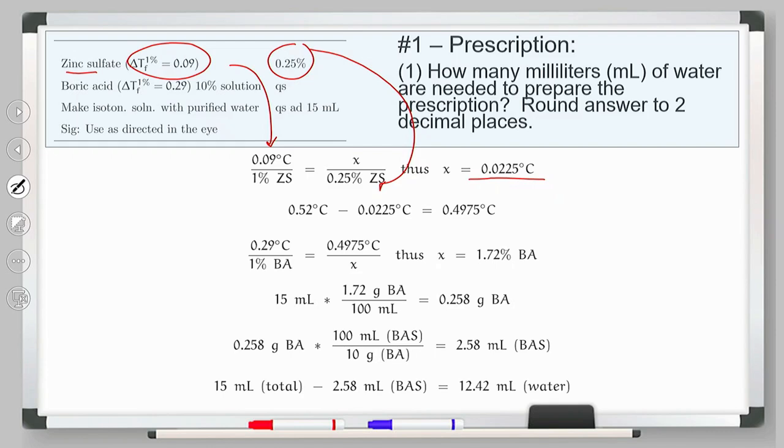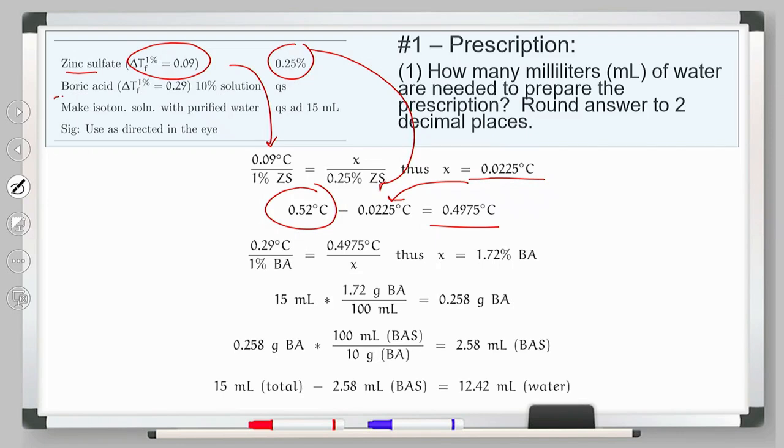Here's the trick for the test, and I'm making sure, what's my target? Where do I need to go? This won't be provided to you. What do you have to memorize? What is an isotonic freezing point depression? 0.52, that's my target. So from my target, I subtract what I'm getting from my zinc sulfate. So the difference between that is 0.4975. So that's the amount of freezing point depression I still need to get.